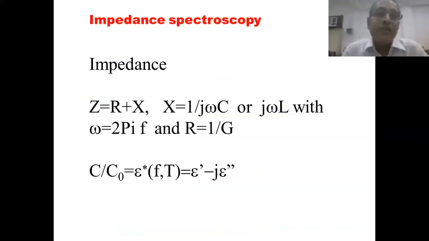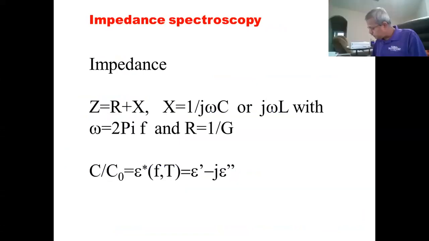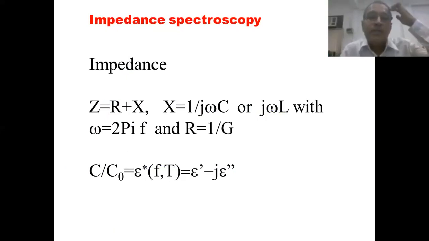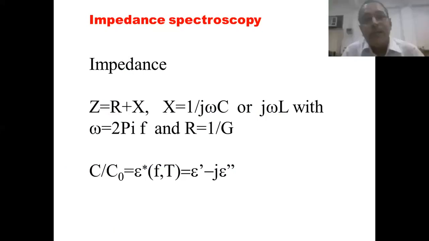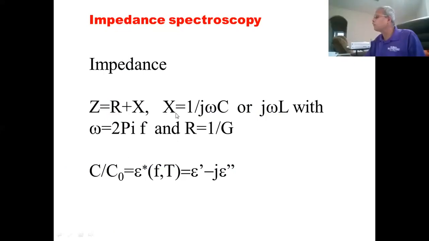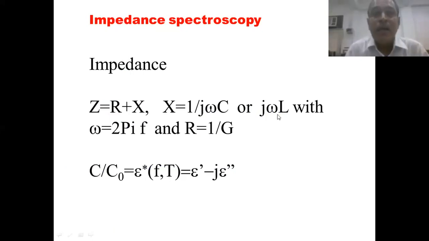In graduate classes, you learn that the impedance of a system is a resistive component plus a reactive component. The reactive component may be capacitance and inductance, or either of them. If it is capacitive reactance, then X is equal to 1 upon j omega C, and if it is inductive reactance, then it is j omega L. L is the inductance and C is the capacitance. Omega is equal to 2 pi f, where f is the frequency of the AC by which you are measuring capacitance or impedance.